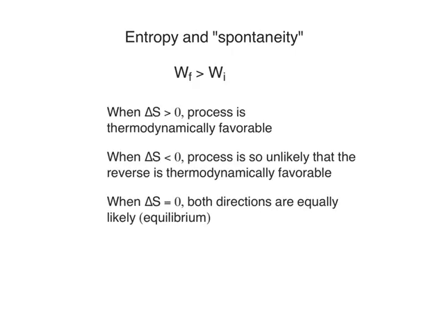For an event or process to be thermodynamically favorable, now preferred to spontaneous, the number of ways that the final state can exist must be greater than that in the initial state. So when the change in entropy is positive, the process as written is thermodynamically favorable. When the change in entropy is negative, the process is so unlikely that the reverse process is thermodynamically favorable. And when the change in entropy is zero, the system is at equilibrium.